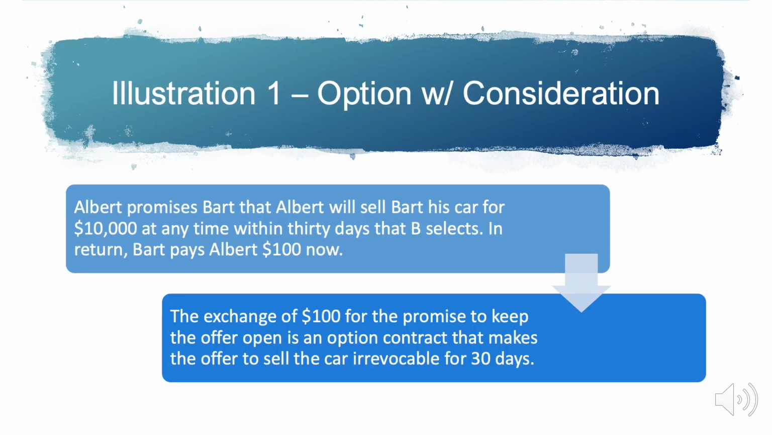First, let's look at a simple illustration of an option contract that is supported by consideration. Please read the screen. Albert promises Bart that Albert will sell Bart his car for $10,000 at any time within 30 days that Bart selects. In return, Bart pays Albert $100 now. The exchange of $100 for the promise to keep the offer open is an option contract that makes the offer to sell the car irrevocable for 30 days.